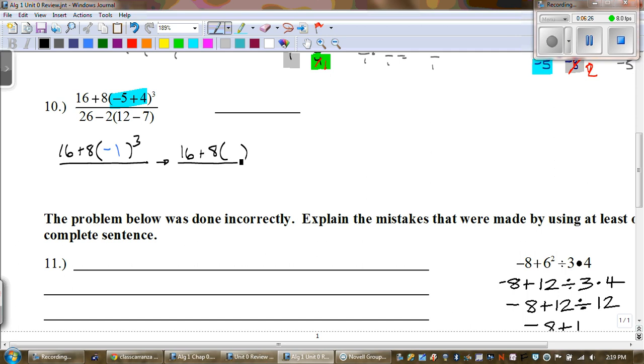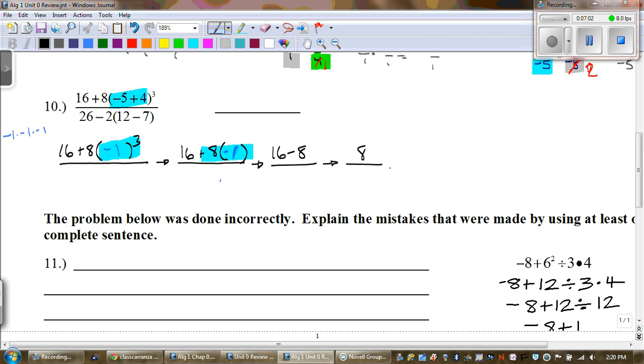Next thing we have to do is our exponents. Now, that is negative 1 times negative 1 times negative 1. You've got three negatives, so your answer stays negative, and 1 times 1 times 1 is 1. Okay, we're not done up top yet because we have to multiply. 8 times negative 1 gives us negative 8. And then 16 minus 8 is 8.